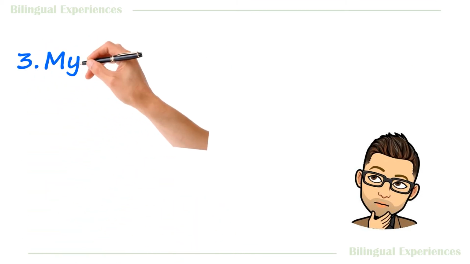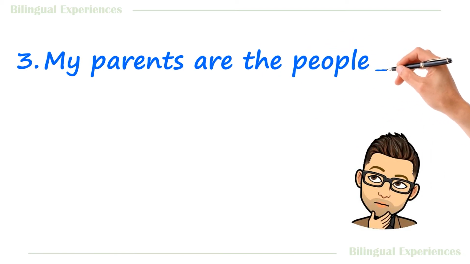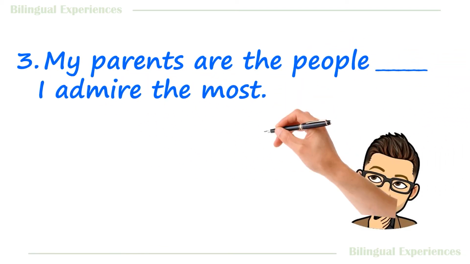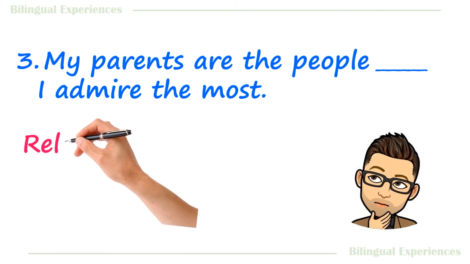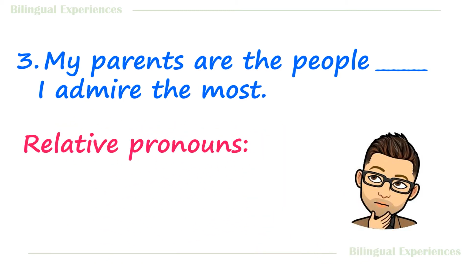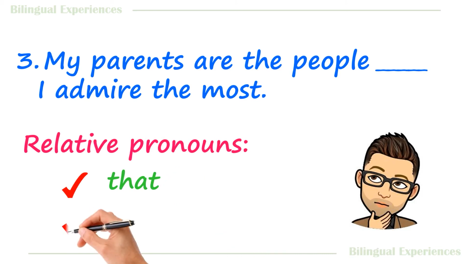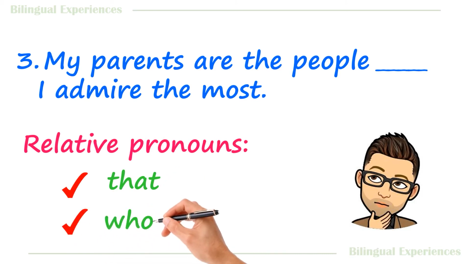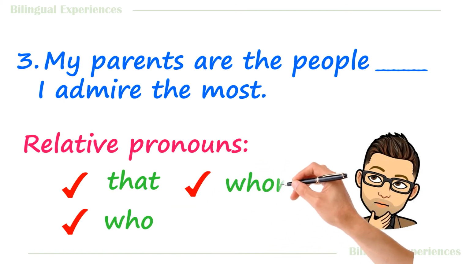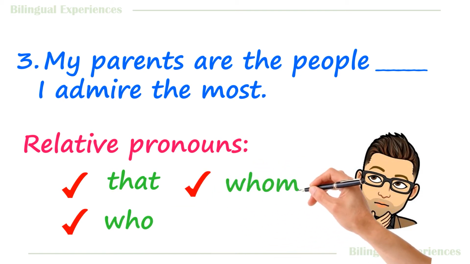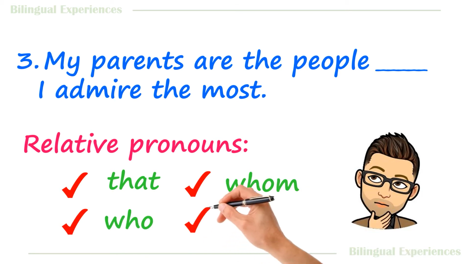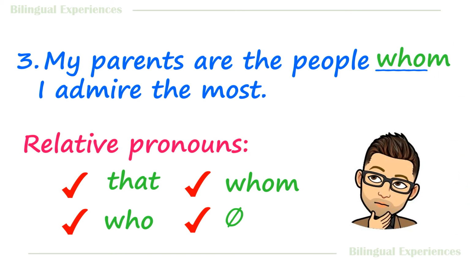Number 3. My parents are the people, blank, I admire the most. So how can we complete it? We can use a relative pronoun that because we're talking about people, so we can also use who. But notice here that we can also use a relative pronoun whom. And if we wanted to, we could even omit the relative pronoun. So we could also say my parents are the people whom I admire the most, or my parents are the people I admire the most.